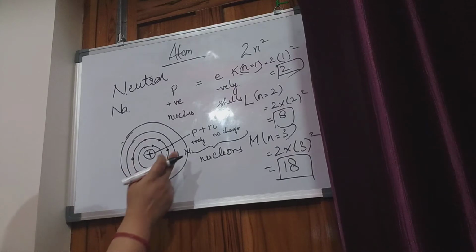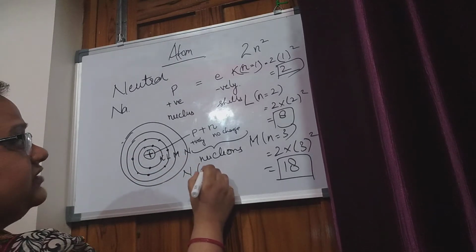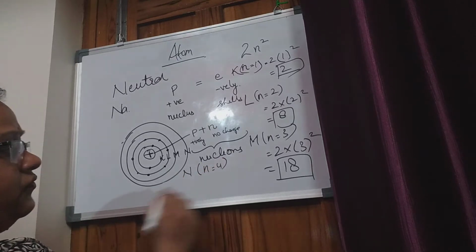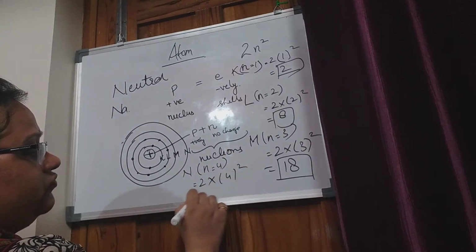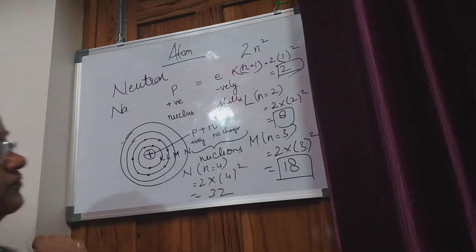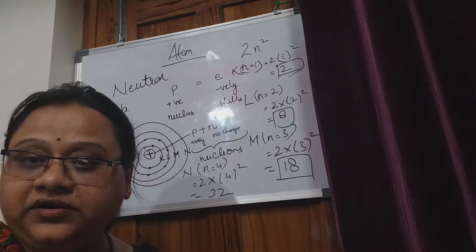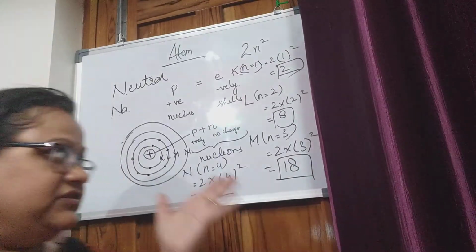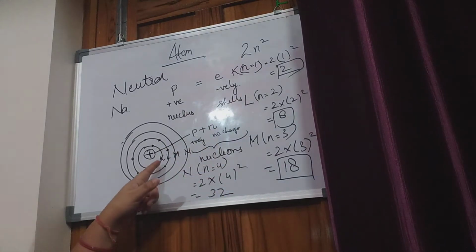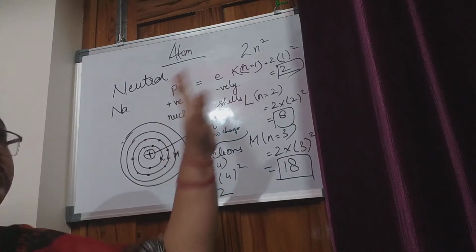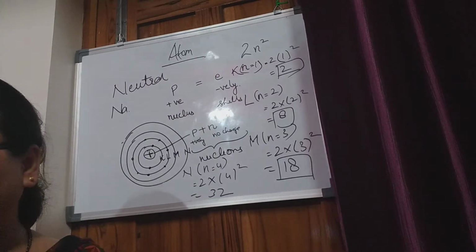Now the last one is what? The N shell. For the N shell, n equals 4. N equals 4 means 2 into 4 square. 4 4s are 16, 2 16s are 32. It means the maximum number of electrons which can be accommodated in different energy shells or energy levels are 2, 8, 18 and 32 for K, L, M and N. So this is how we can calculate the maximum number of electrons which can be accommodated.